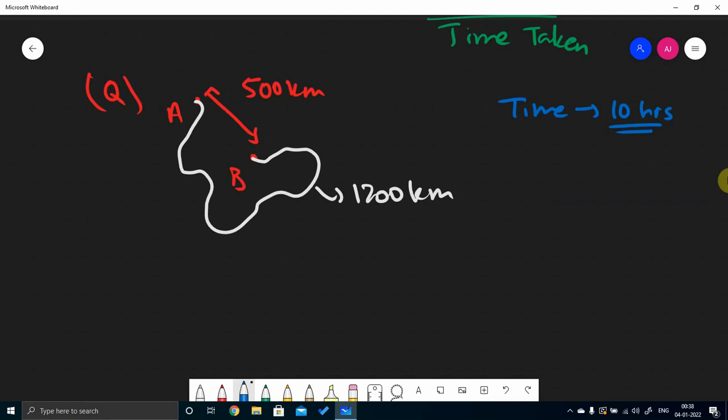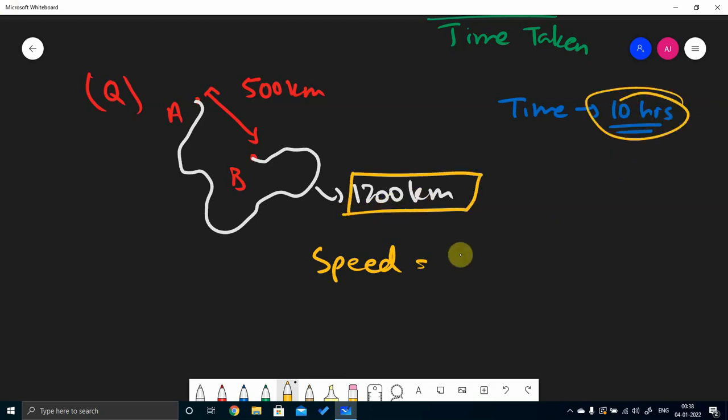You can go ahead and pause it and give it a try while I explain it to you. So hopefully you guys have given it a try. Even if you haven't, no problem. Let's go ahead and see how we solve this question. First, let's find the speed. Speed is basically the total path length, which is 1200 kilometers, by the time taken. Time taken is 10 hours. So it's going to be 1200 upon 10. So we get 120 kilometers an hour, right?